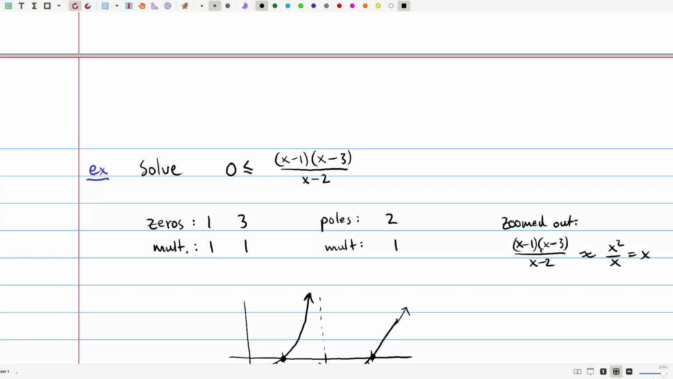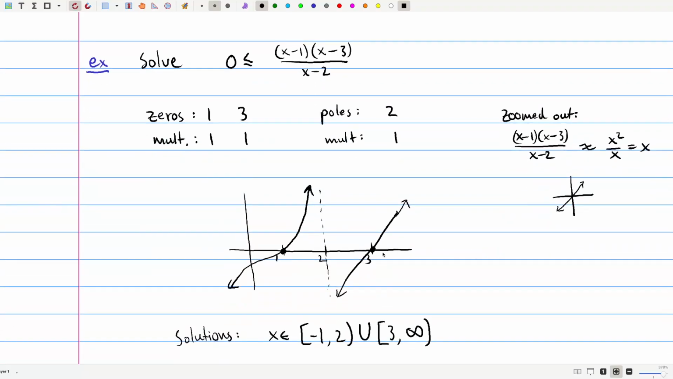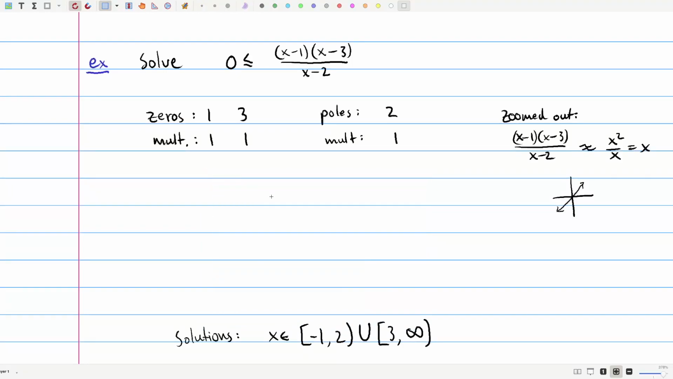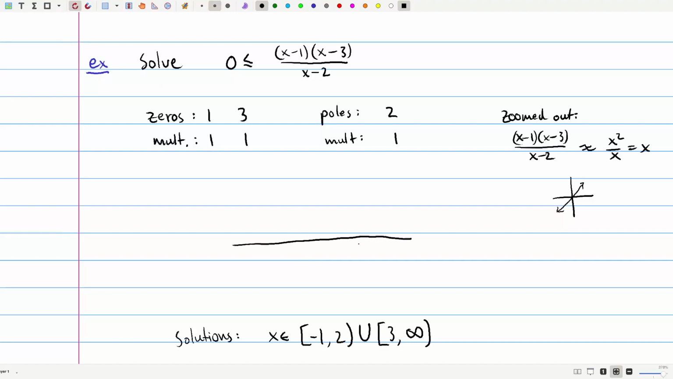In the zoomed out version, we approximate everything by saying that x minus 1 and x minus 3 are both x, and x minus 2 is x. And that gives us that x is what this should look like when we are zoomed out, which means that it should look like a line when we're zoomed out. And then that gives us a picture, which we will reproduce right now. Let's delete that. And so what we have are zeros at 1 and 3 and a pole at 2.